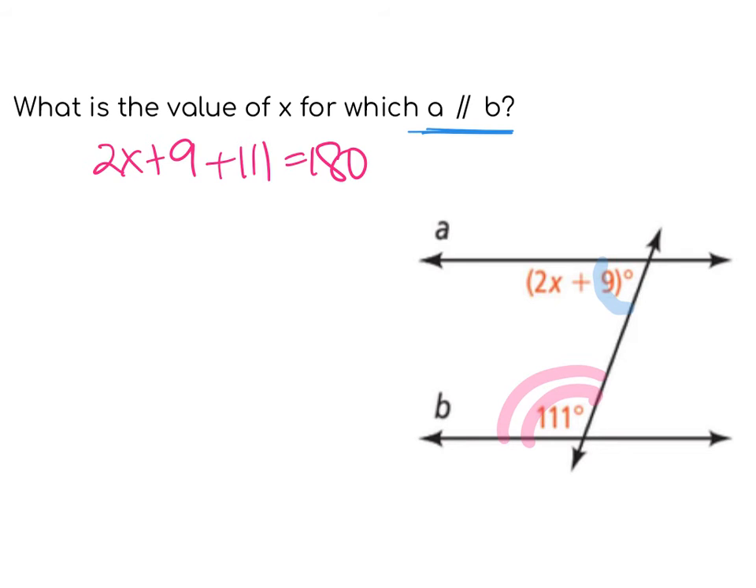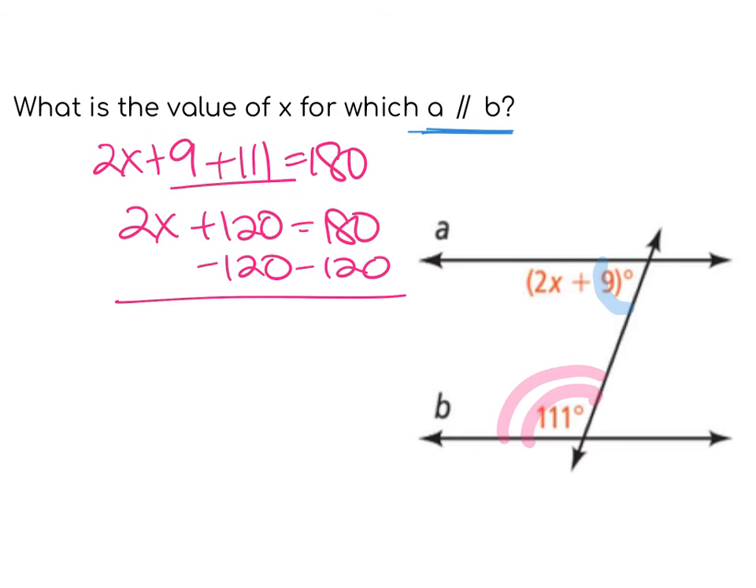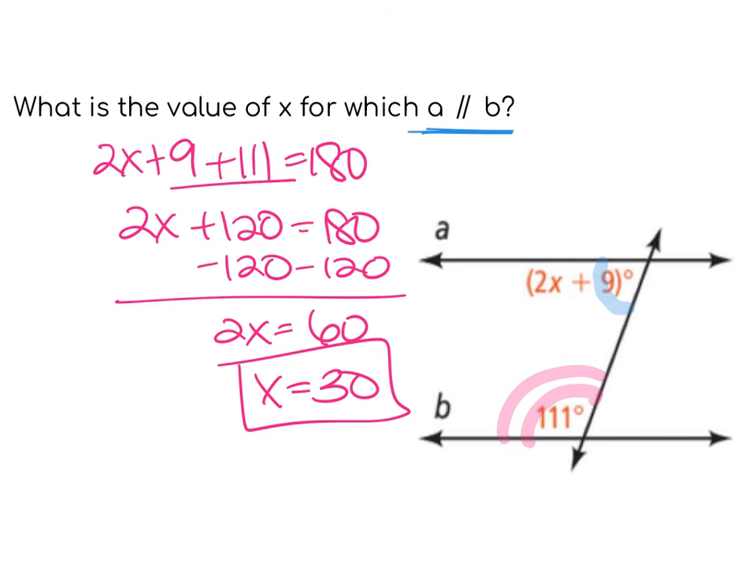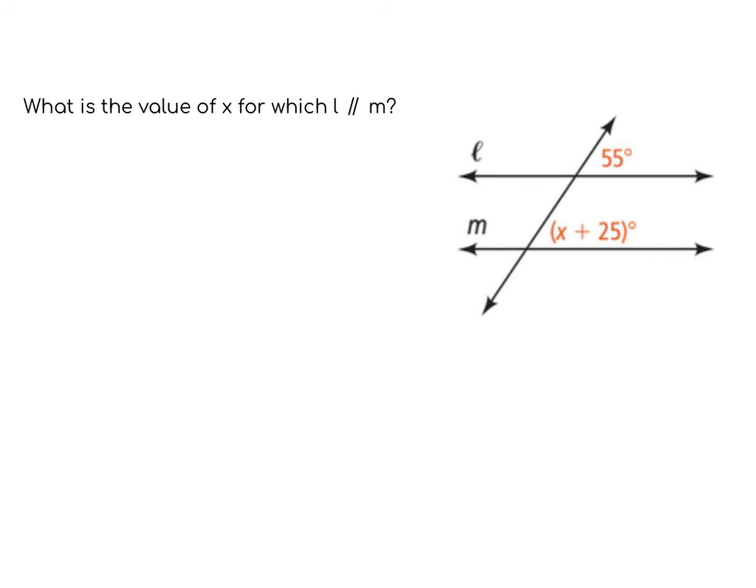So combine your like terms. Subtract 120 from both sides. So 2x equals 60. So x is 30. Okay, so again, if I plug this in, that gives me 69 degrees, and if I add those two together, 111 plus 69 is 180, and so that means those two angles are supplementary, and so we know then we could say that A is parallel to B when x equals 30.